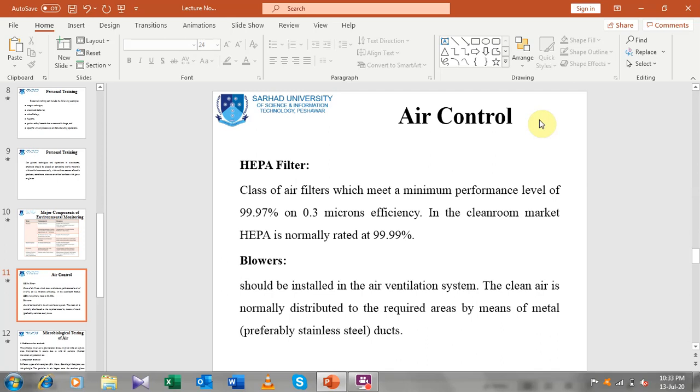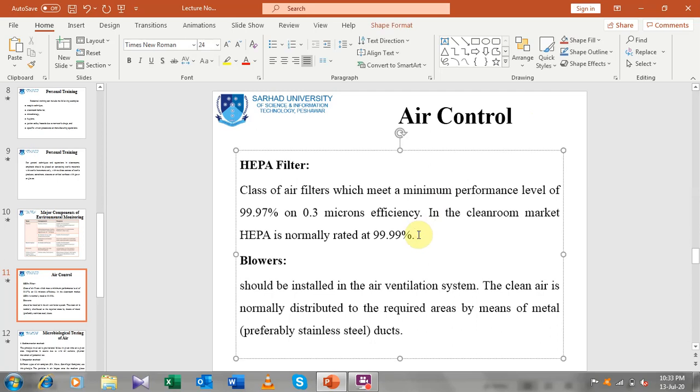That is the efficiency in the clean room. Market HEPA is normally rated as 99.99%. Blowers should be installed in the area ventilation system. The air ventilation system should also be controlled. In order to control the air, the clean air is normally distributed to the required areas by means of metal ducts, and these ducts are preferably made of stainless steel.